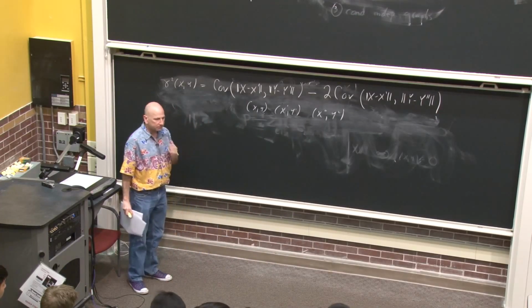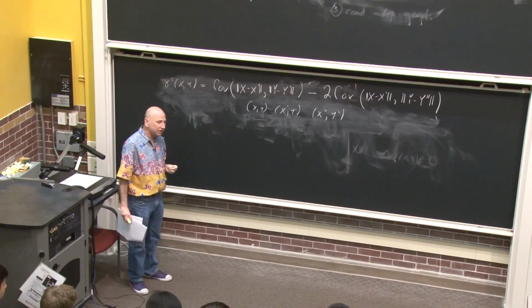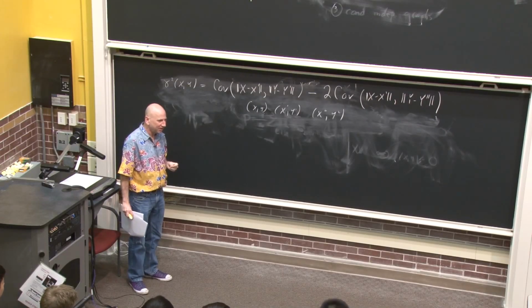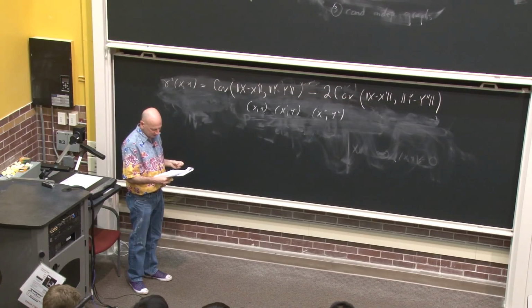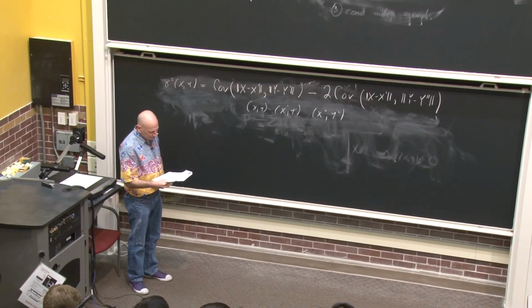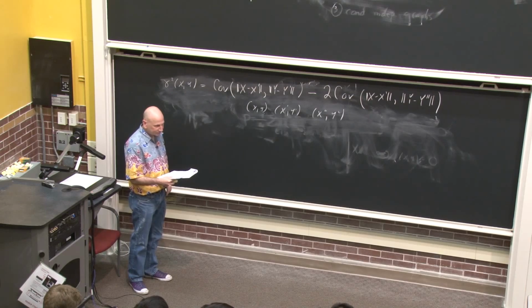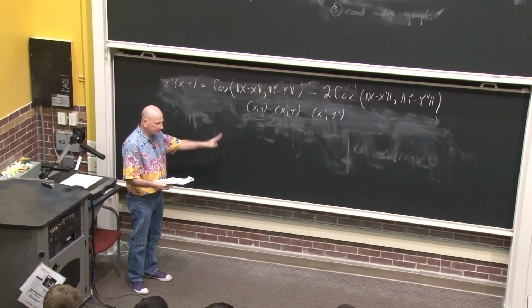Should there be like x double prime? No, believe it or not, it's not. I know it's very counterintuitive, isn't it? But I'm pretty sure that's correct. So where does x double prime appear in this equation? It doesn't. We never use it.